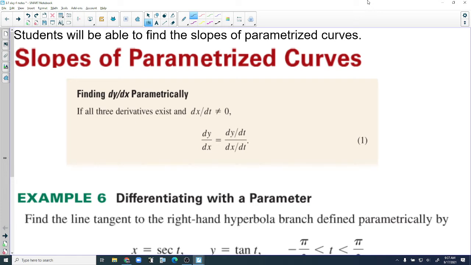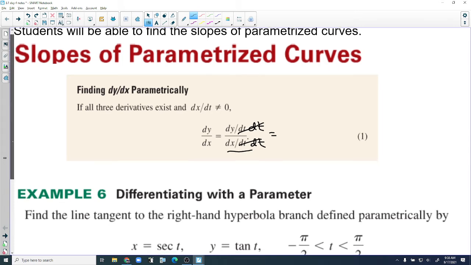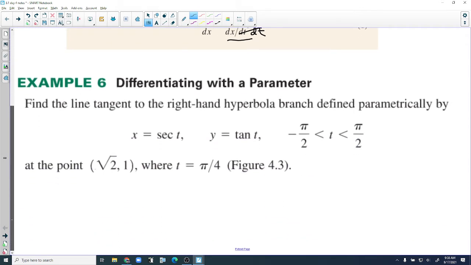If all three derivatives exist and dx/dt does not equal 0, because you cannot divide by 0, then dy/dx is equal to dy/dt over dx/dt, because if you multiply the top and bottom by the differential dt, those would cancel and you would get dy over dx. But parametric curves have an equation for x and an equation for y.